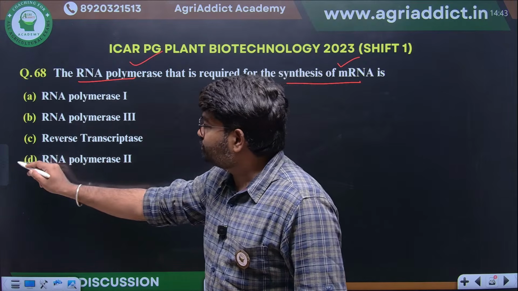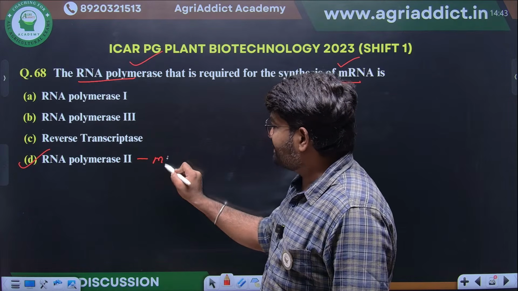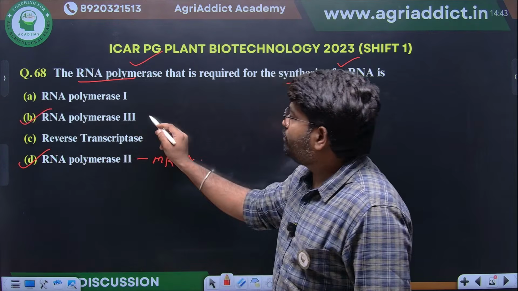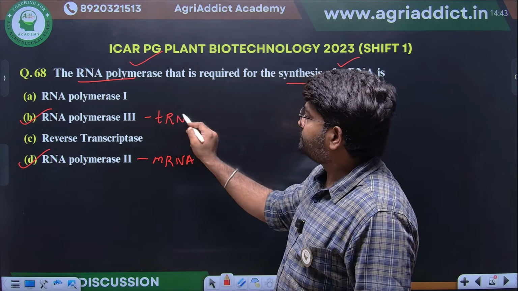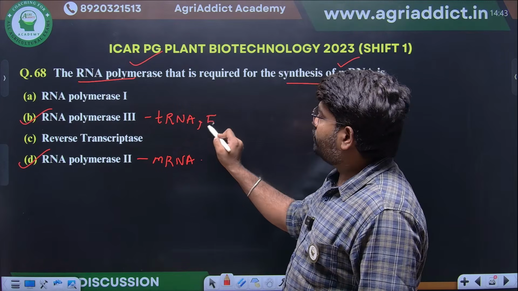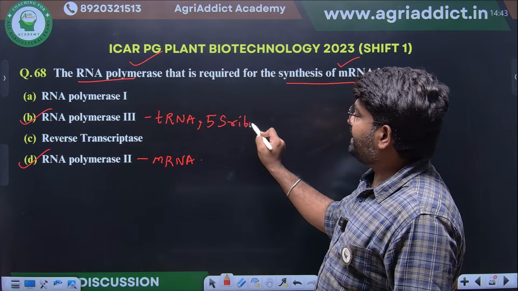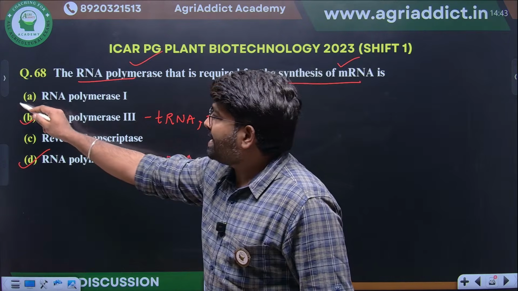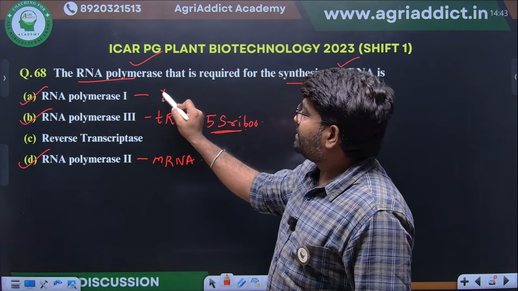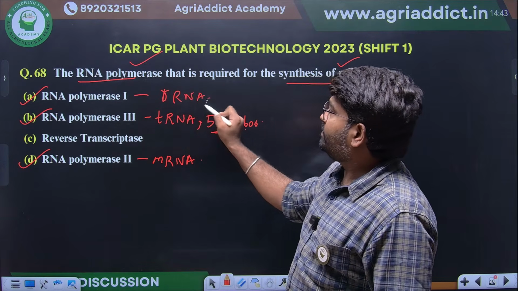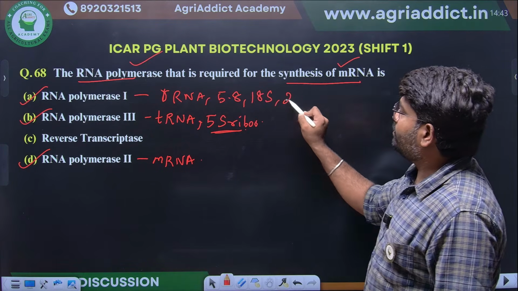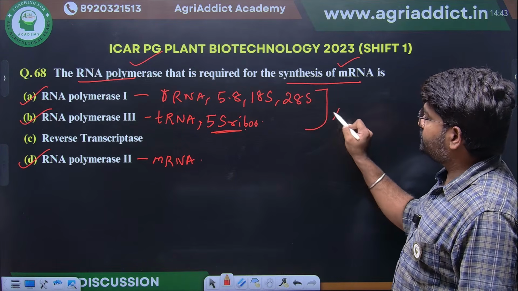RNA polymerase 2 is involved in mRNA synthesis. Okay. RNA polymerase 3 will be involved in tRNA synthesis along with 5S ribosomal subunit. Okay. This is very important. 5S ribosomal subunit. RNA polymerase 1 for ribosomal RNA. Apart from that, that means 5.8S, 18S and 28S. This is the most important thing.